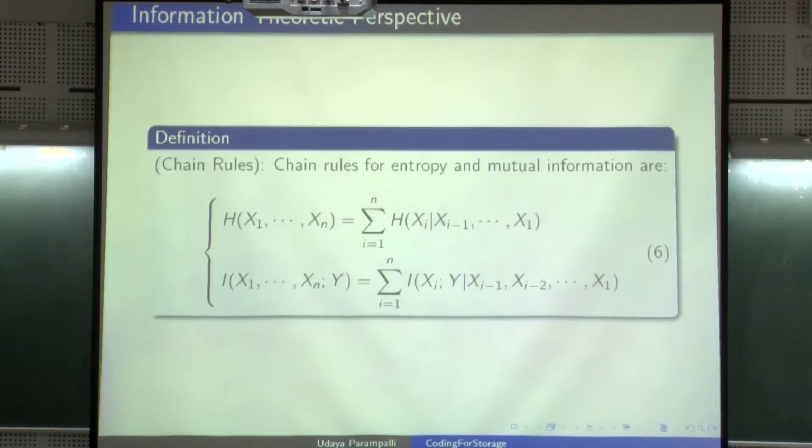Now, the advantage of all these things is the chain rule, which was mentioned at the end of the previous lecture. The chain rules for entropy and mutual information basically let you take the entropy and expand it using the chain rule formulation. So the entropy of X is given in terms of all the other elements, and you can keep on adding this, and similarly the mutual information rule you can apply.